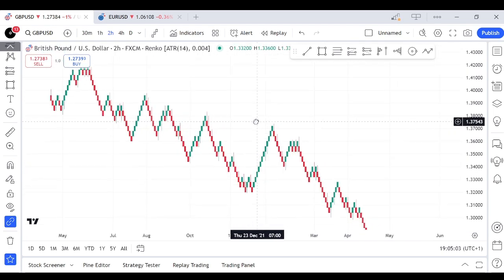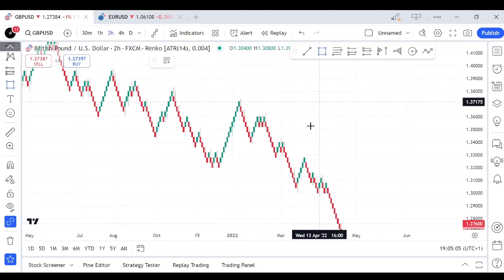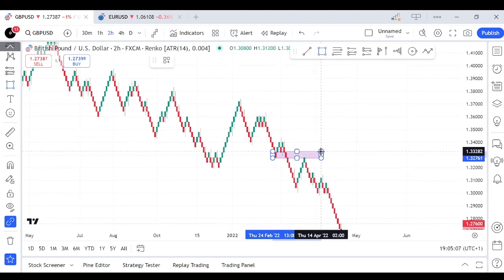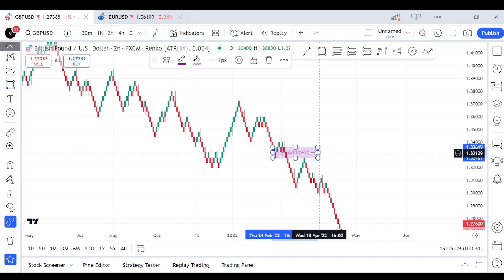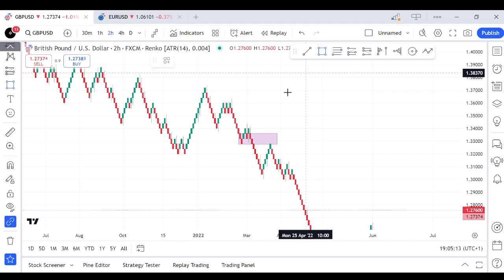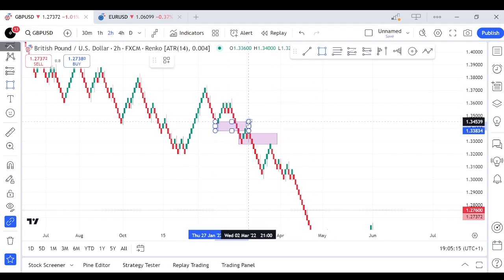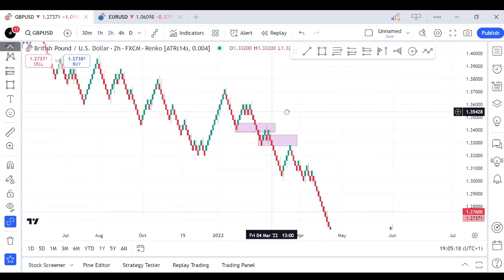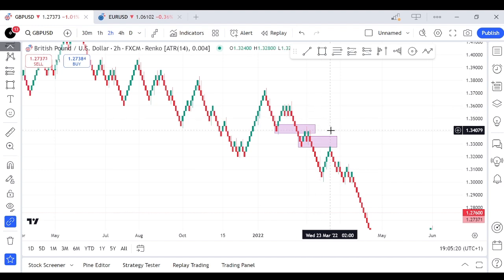Look at this one. This is another one right here. Yeah, that's perfect. This is another one. Yeah, that is the breakout strategy using Renko bricks, or the Renko chart.